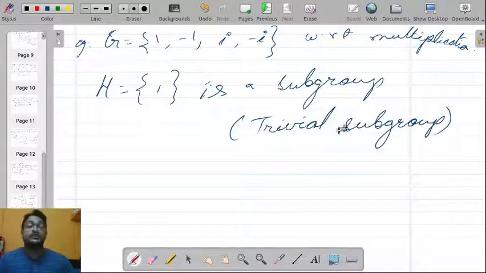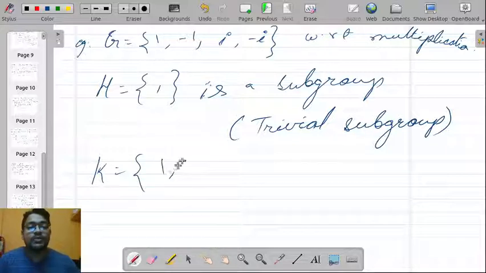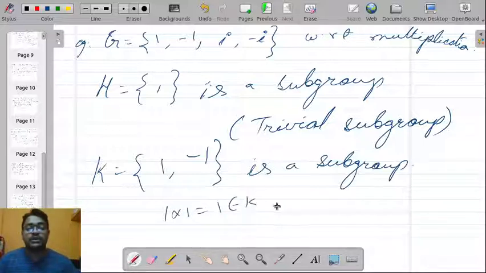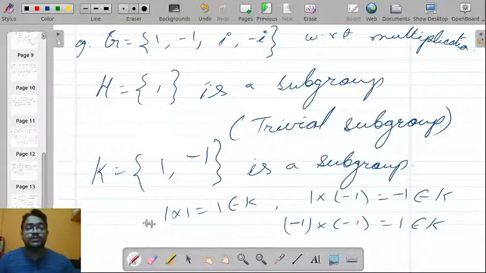Identity multiplied with identity is identity only. Identity inverse is also identity. So if a set has only the identity element, it actually forms a group. And if I take K equal to {1, -1}, then this is a subgroup. Why? 1 into 1 is 1, so it belongs to K. 1 into -1 is -1, this also belongs to K. And -1 into -1 is 1, so this also belongs to K. In short, I have done the composition table here. So K equal to {1, -1} is a subgroup.